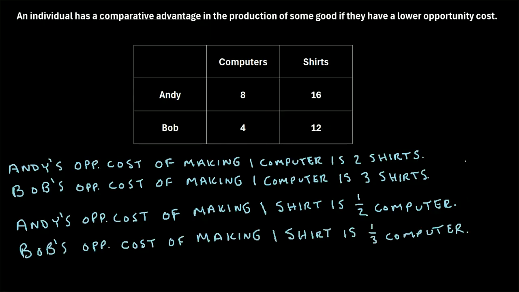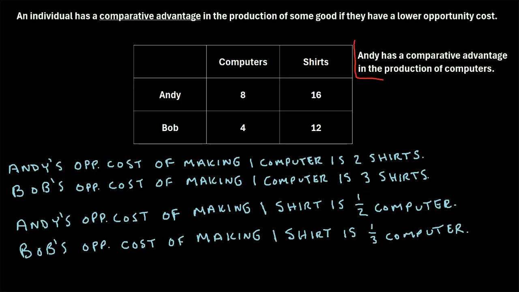Now that we've calculated all of the opportunity costs, we can determine who has a comparative advantage. So remember, we said that an individual has a comparative advantage in the production of some good if they have a lower opportunity cost. So we can see, for example, Andy's opportunity cost of making 1 computer is 2 shirts. But Bob's opportunity cost of making 1 computer is 3 shirts. So we can see that Andy has a lower opportunity cost of making 1 computer. So we would say that Andy has a comparative advantage in the production of computers because his opportunity cost is lower.